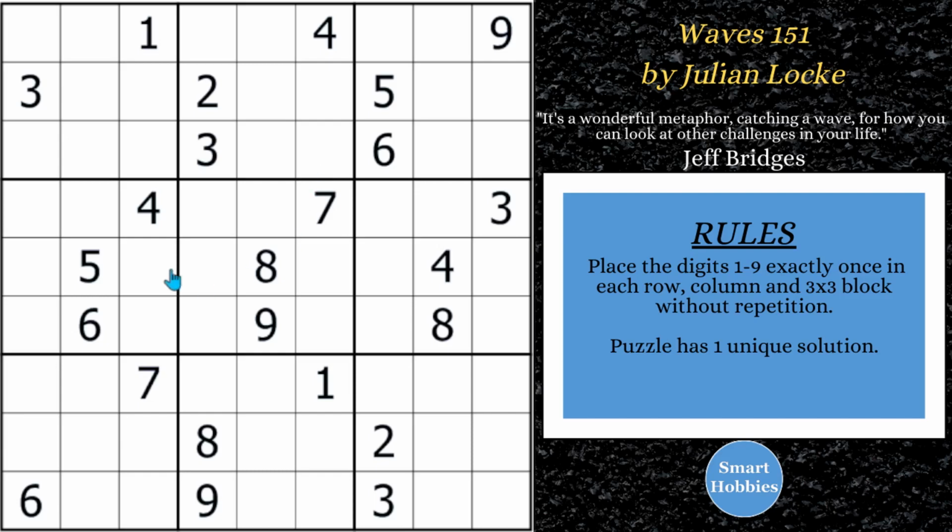Greetings, friend. I will show you how to solve this puzzle, Waves 151 by Julian Locke. And I'll teach you all my Sudoku tips, tricks, and strategies as I do it. Click below if you want to give it a go.